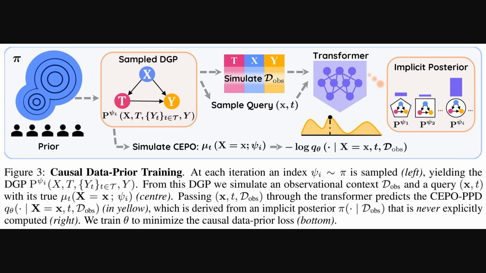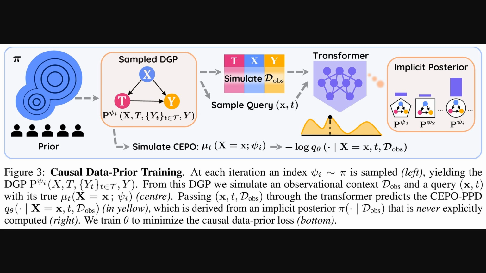So this next figure dives into the details of that pre-training process we just mentioned. On the left, it starts with a prior, which you can think of as a massive library of possible causal worlds or data generating processes. At each step, one of these scenarios is sampled to create a simulated observational dataset. This data is then fed into the transformer, which is our CausalPFN model. The model's job is to predict something called the conditional expected potential outcome, or CEPO. This is the expected result for an individual with specific features if they were to receive a certain treatment.